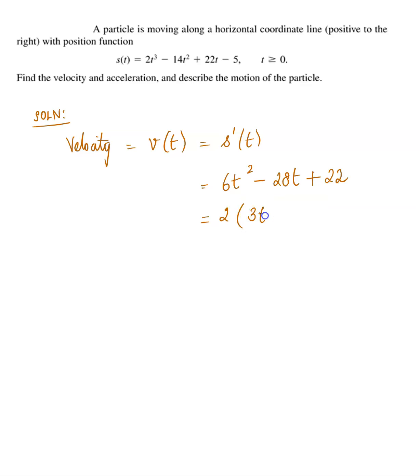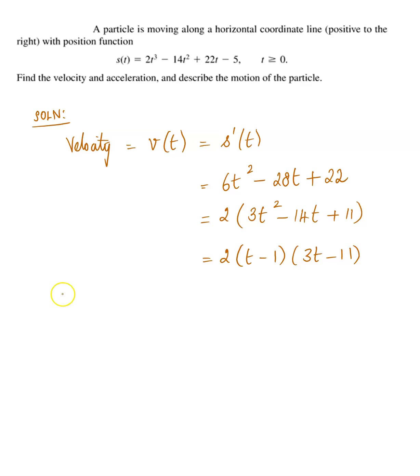2 times 3t squared minus 14t plus 11. Use the AC method, or sometimes even the box method will work. Or you could just use the quadratic formula if you'd like. Ultimately, we want to get these factors. That will be 3t minus 11.